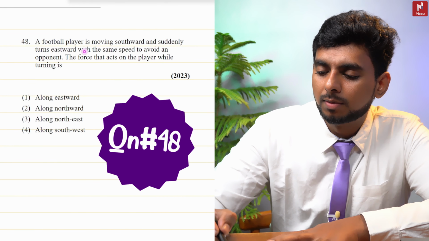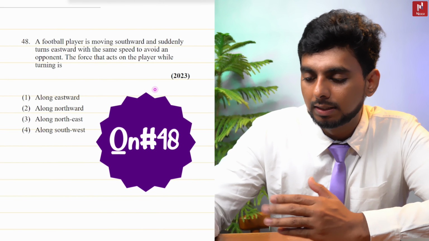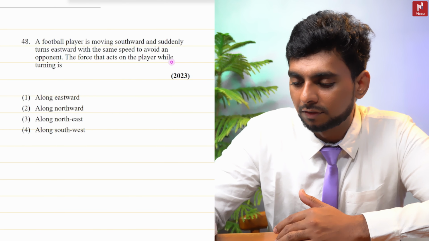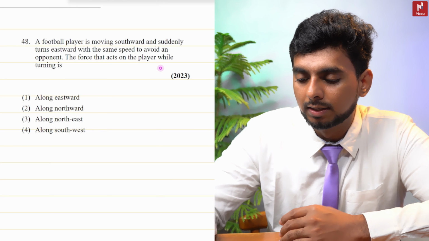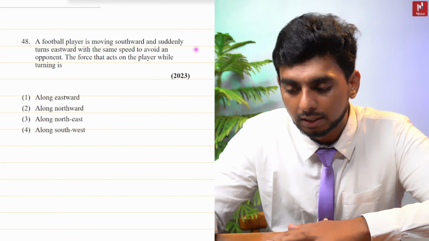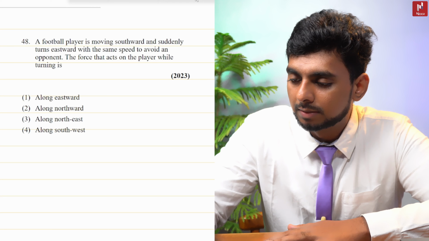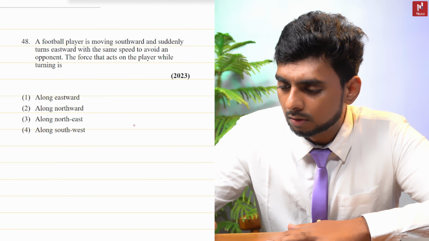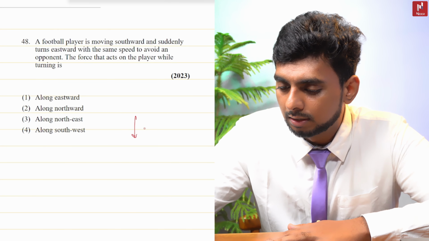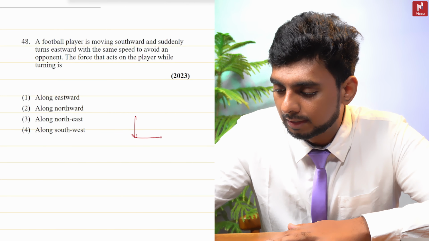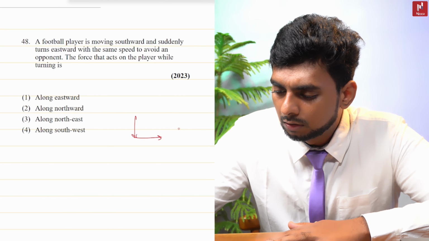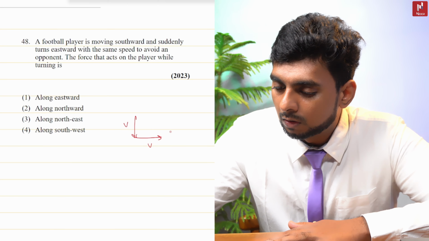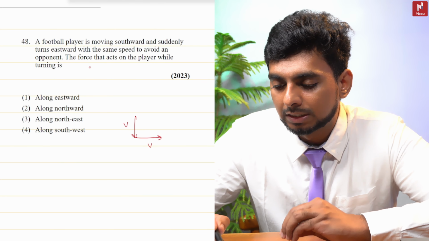Next sum is: a football player is moving southwards and suddenly turns eastwards. So he is changing direction with the same speed to avoid an opponent. The force that acts on the player while turning is, what will be the force acting on that particular player? That's what I need to find. First let me draw the direction. The football player is moving southwards, which means downwards, and then he is turning towards the east. East here is towards the right. With the same speed, so here it was v, and finally also it was v. What they're asking us to find is the force that acts on the player while turning.